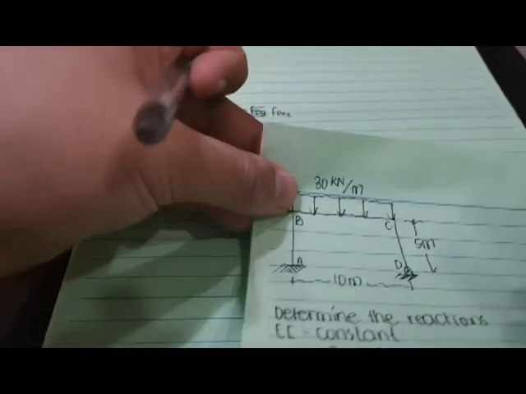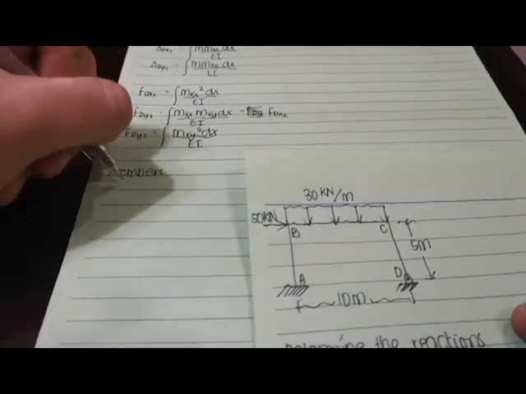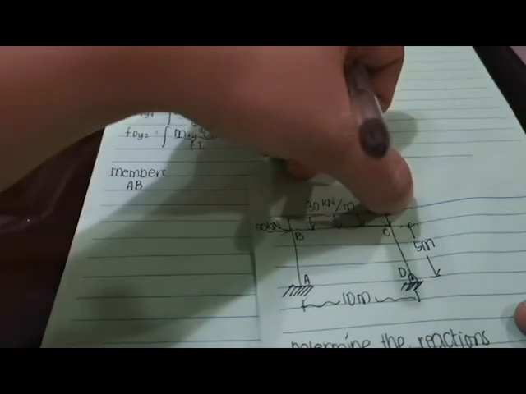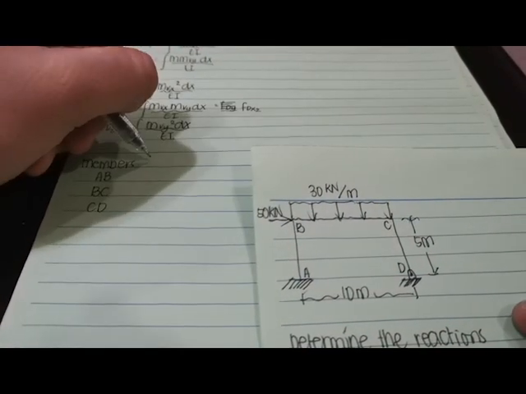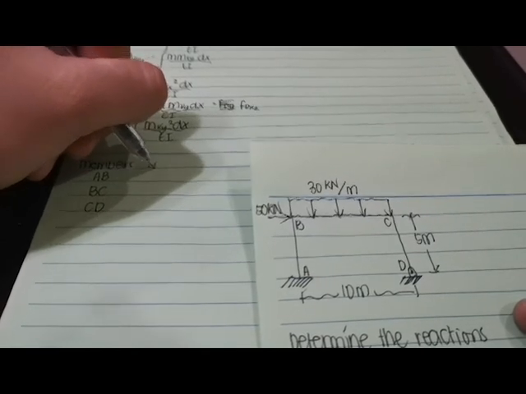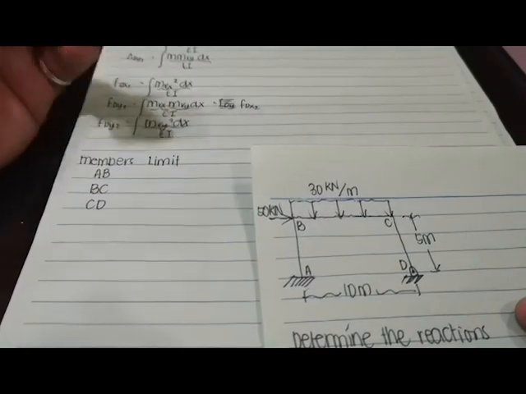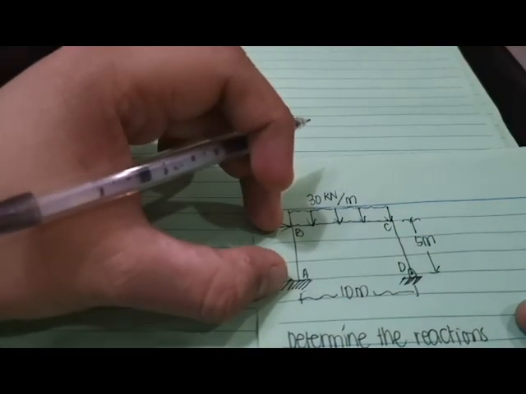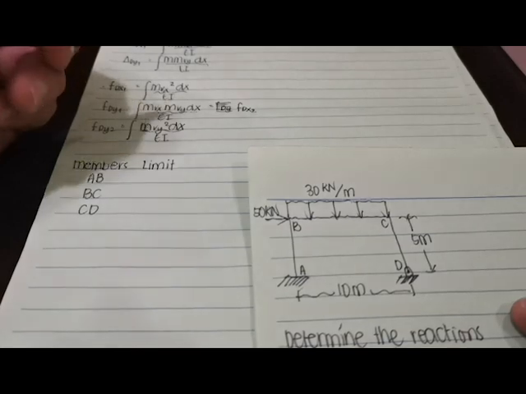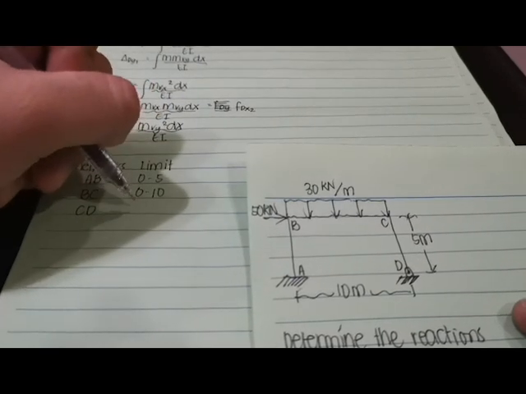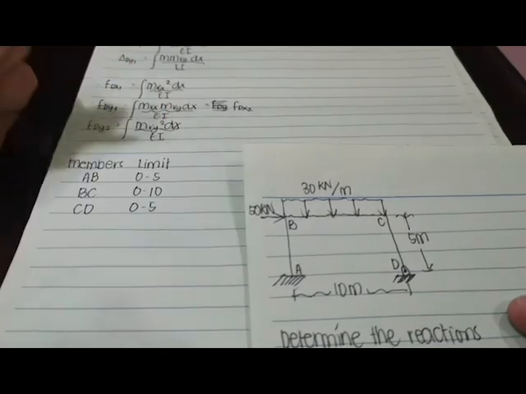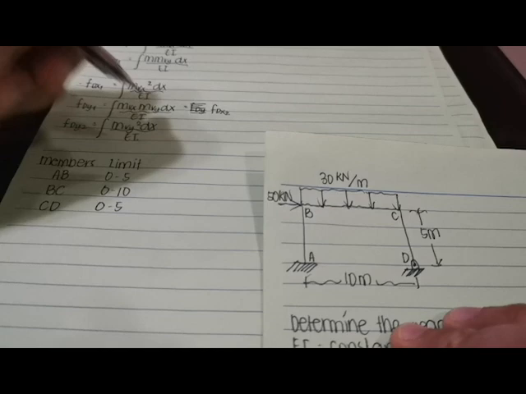If you can see from the figure, we have AB, BC, and CD. And next, we're going to determine the limits for our integration later. The limits, of course, is the length of your frame member. So from AB, the limit will be from 0 to 5. BC will be from 0 to 10, and then CD will be again 0 to 5.